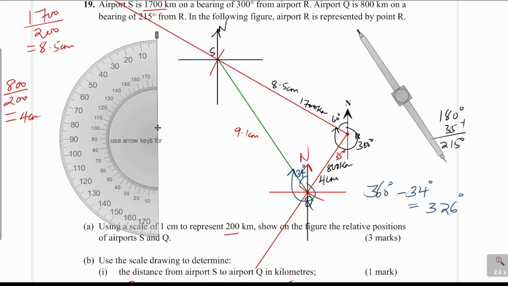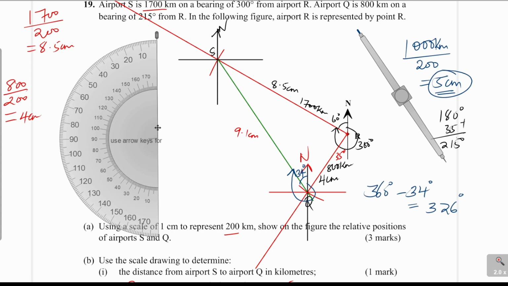So from this R, exactly 1000. So the aircraft is moving from S heading this way to Q. So you're supposed to determine the time. At what time was it exactly 1000 kilometers from R? So 1000 kilometers, how many centimeters are those? So we can convert that. Looking at the scale given, 1 centimeter represents 200 kilometers. So we divide that by 200, and this will give exactly 5 centimeters.